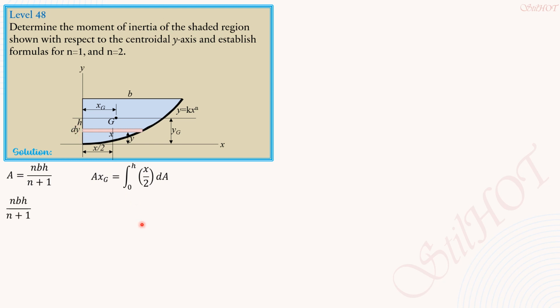So nbh over n plus 1 times xg equals 1 over 2 integral of x, then the differential area is x dy. Since the variable of integration is y, that's why the limits would be from 0 to h. We must express x in terms of y. So from this equation here, nbh over n plus 1 times xg equals 1 half integral 0 to h of x squared dy.